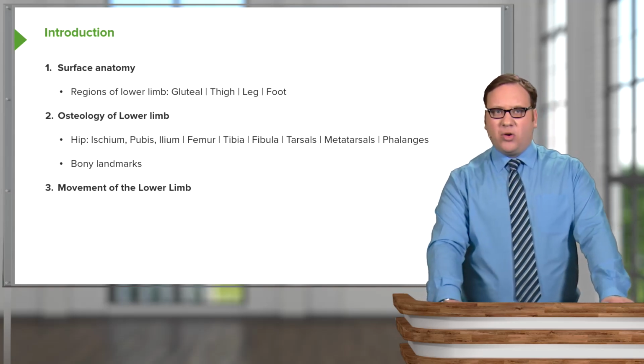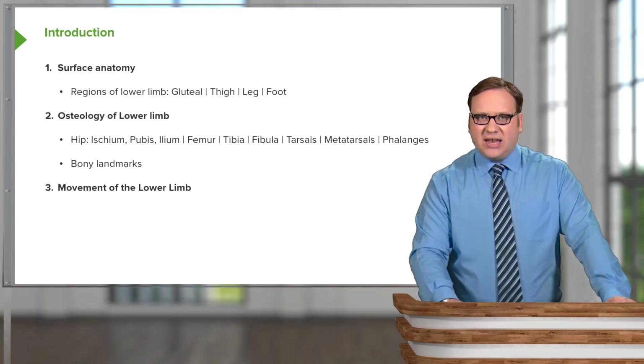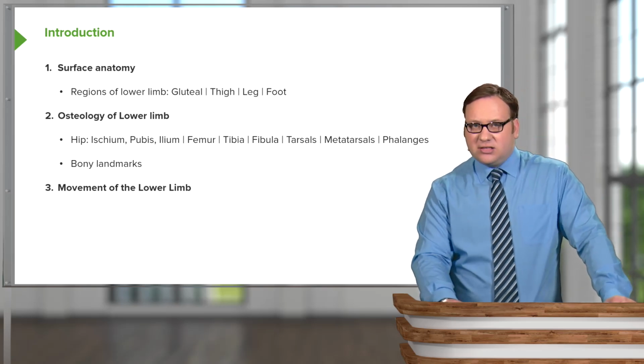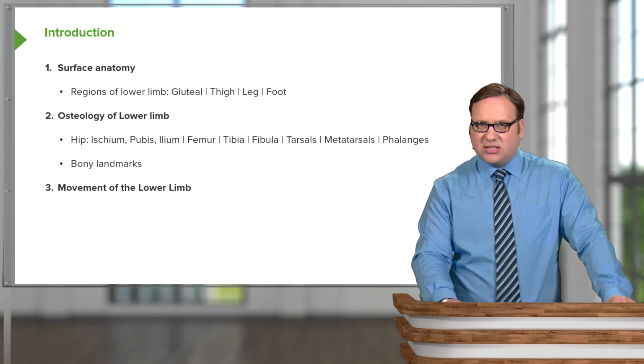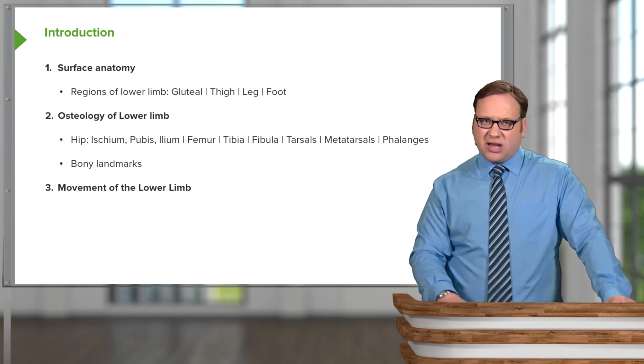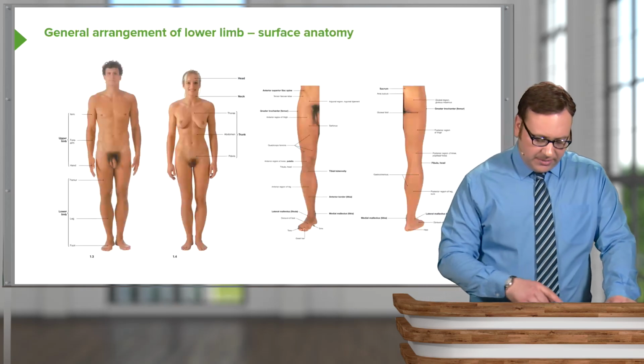And then we're going to look at the bones that make up the lower limb. We'll look at the hip bone, the ischium, pubis and ilium. And then we'll look at the femur, the tibia, fibula, the tarsal bones, the metatarsals and phalanges. We'll look at numerous bony landmarks on each of these individual bones. And then we'll consider some movements that are possible with the lower limb.